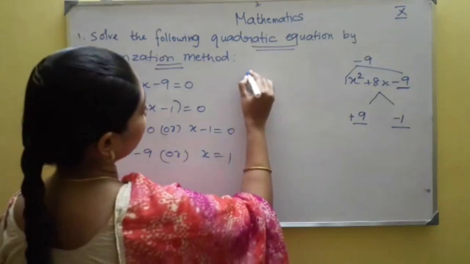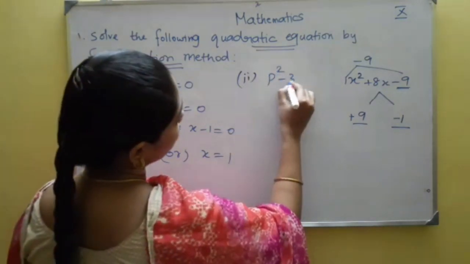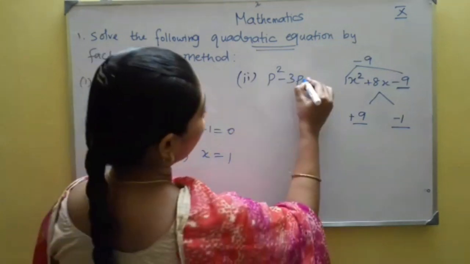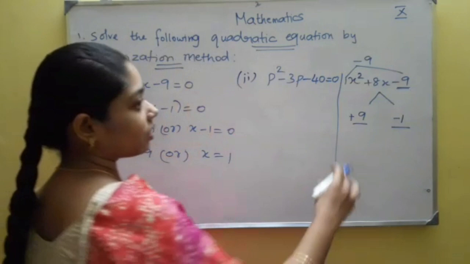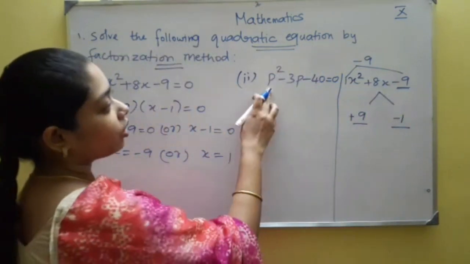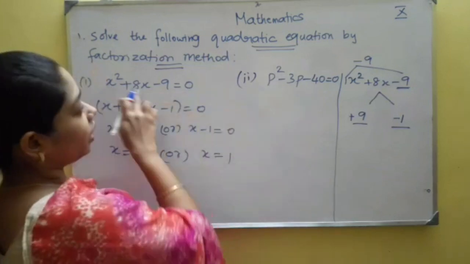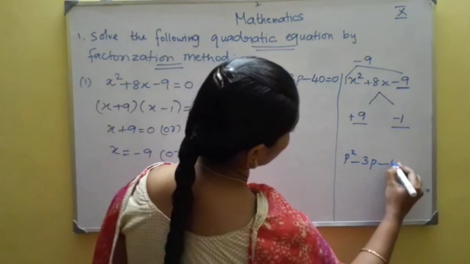Now the second subdivision: p² − 3p − 40 = 0. Do this factorization in your rough column portion. This is another quadratic equation. Here your variable is p. In the previous problem it was x, and in this problem it is p. p² − 3p − 40.